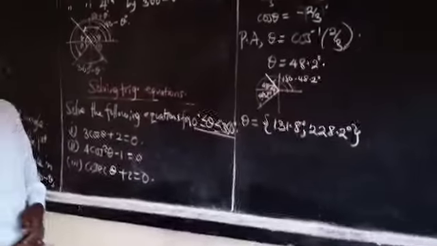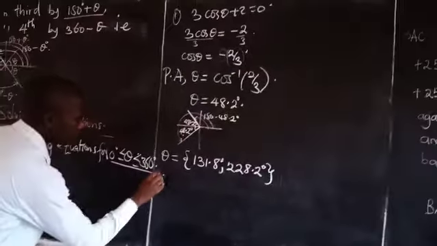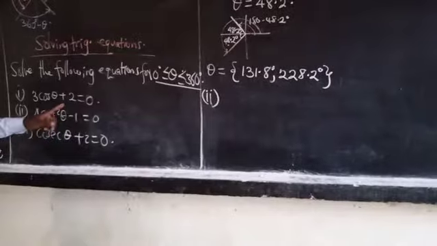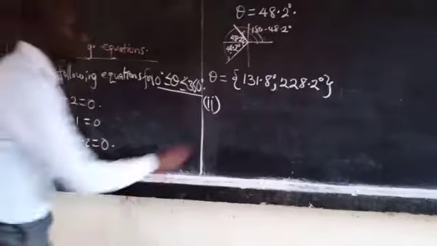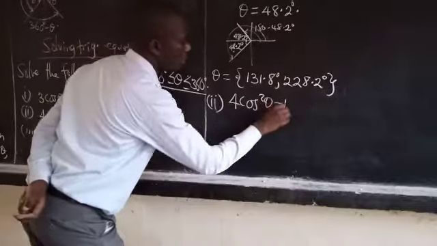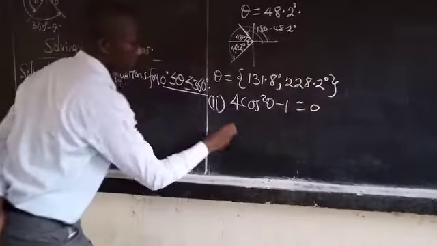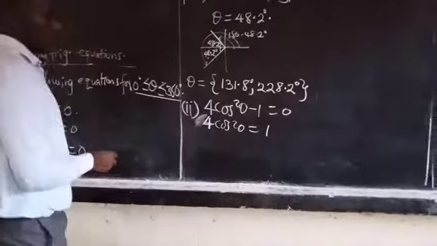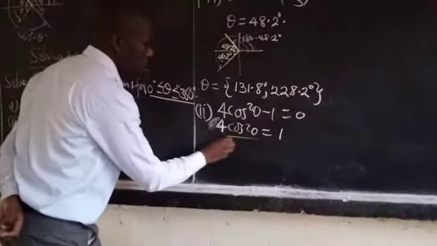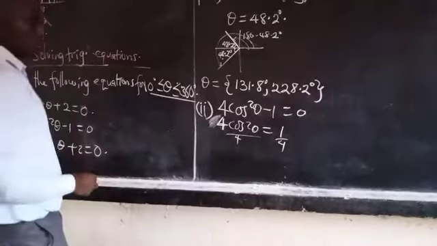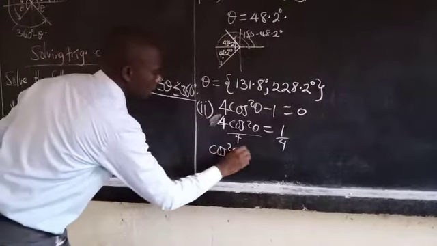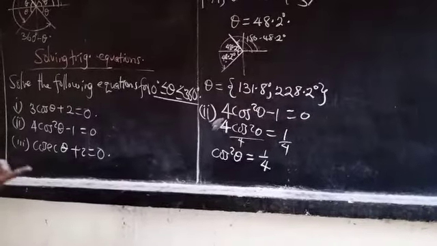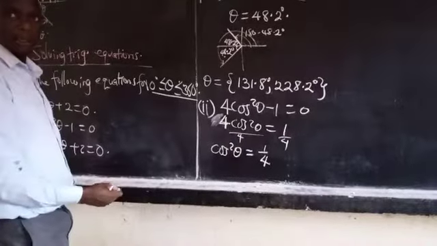Let's do Roman 2. 4 cos squared theta minus 1 equals 0. So I can take one the other side. So it gives me 4 cos squared theta equals 1. And I can divide by 4. And this will give me cos squared theta equals 1 out of 4. What do I do next? I take the square root, both sides.